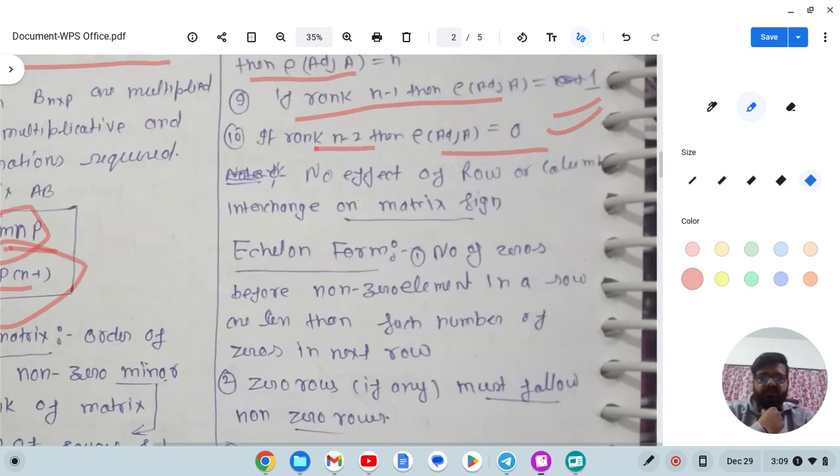No effect of row or column interchange on a matrix. Yes, there is no effect of row or column interchange on the rank of a matrix.